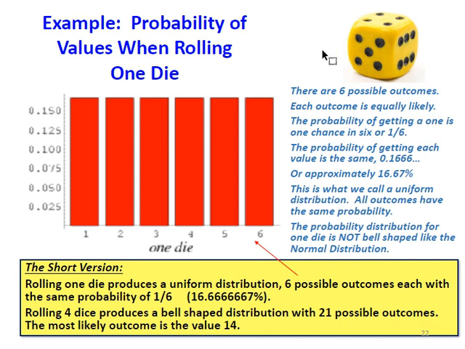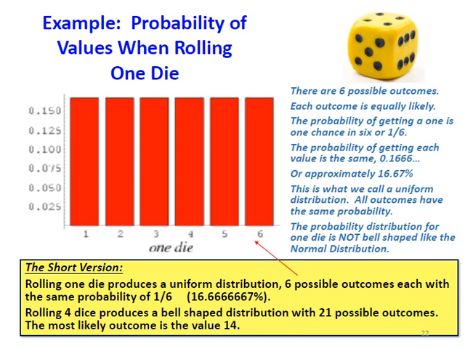And you have only 6 numbers: 1, 2, 3, 4, 5, 6. So you have an equal probability of getting a 1, a 2, a 3, a 4, 5, or 6 when rolling a single die. They would each have only 1 by 6.